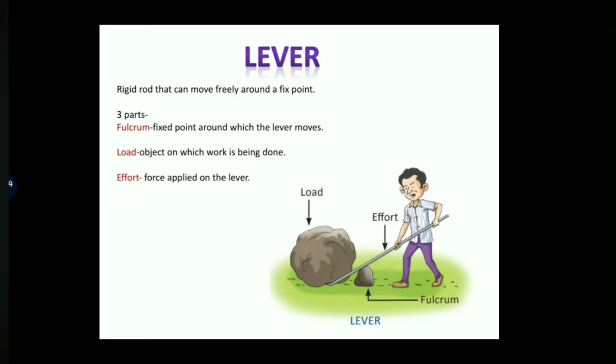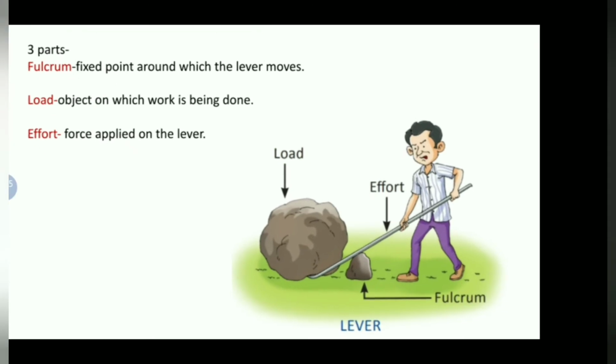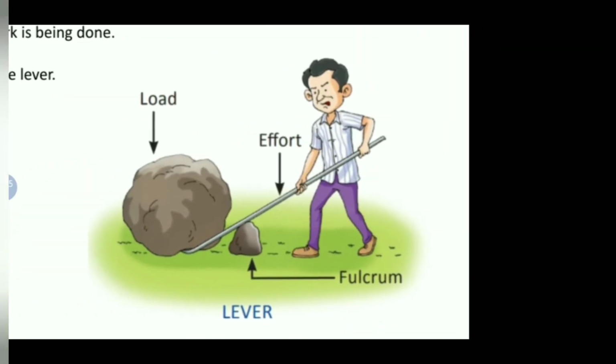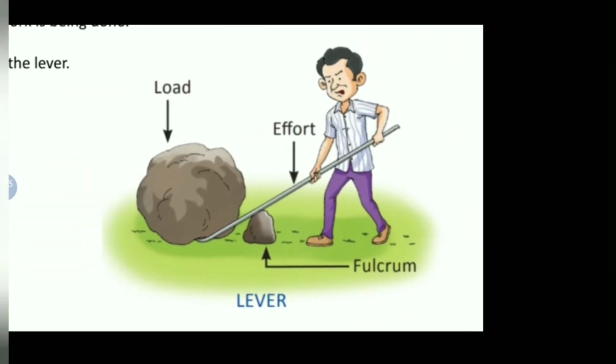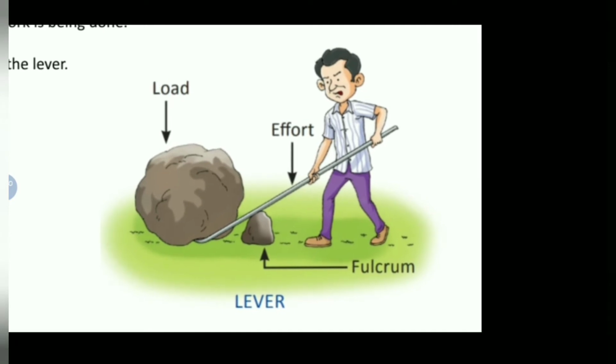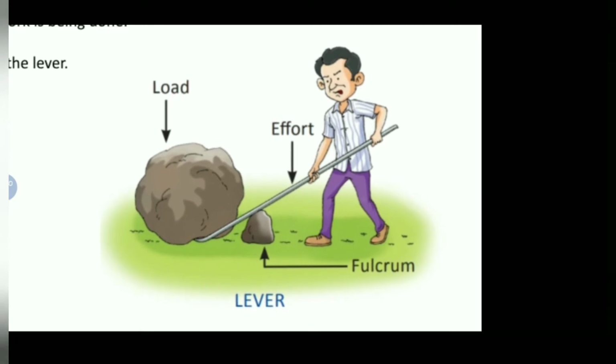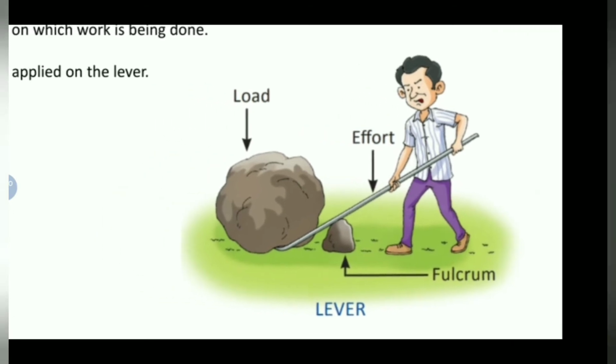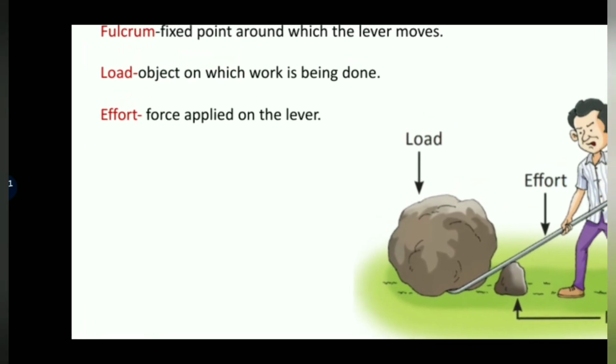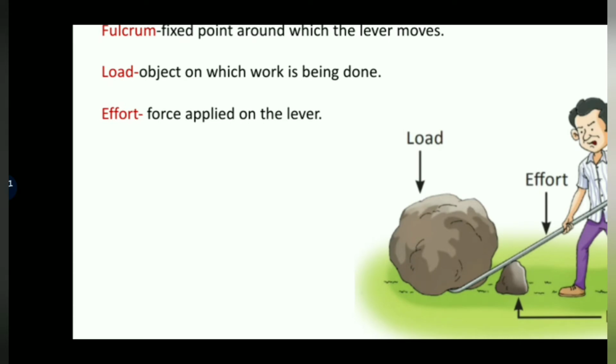First, let's start with lever. A lever is a rigid rod that can move freely around a fixed point. So here you can see in this picture, this rod is a lever. It is a rigid rod. It can move freely around this fixed point. So it consists of 3 parts. First is fulcrum, second load and third one effort.